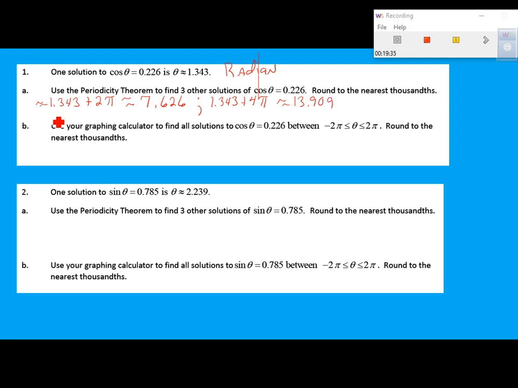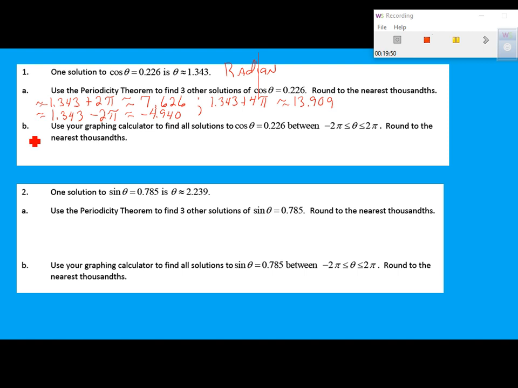I could take my original answer of 1.343, and instead of adding 2 pi, I could subtract 2 pi. If I do that, I get about negative 4.940. So there's an infinite number of answers in this problem. Just keep adding on 2 pi or subtracting 2 pi.